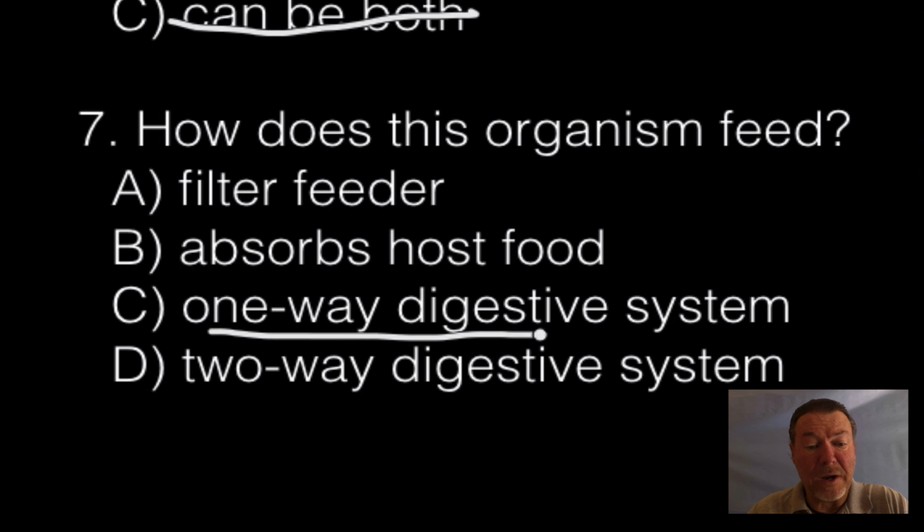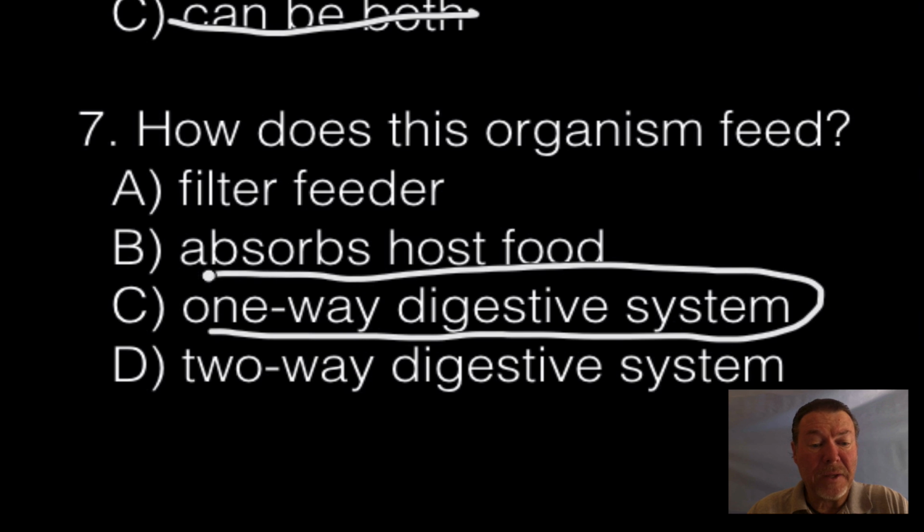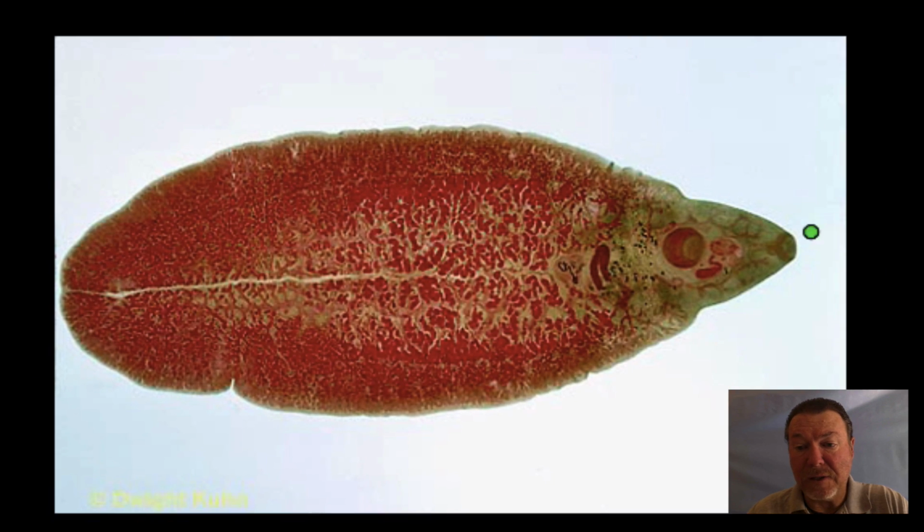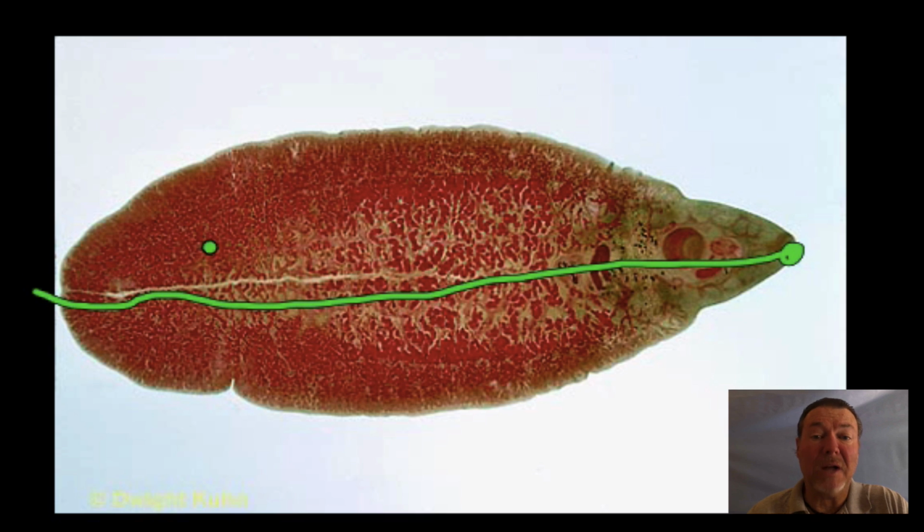It has a one-way digestive system. In other words, it has a mouth and an anus, and the food basically goes through one way. Think of it as the mouth is up here, and it goes through the digestive system and it comes out the anus. Now, I'm not sure if that's where they are, but that's the way to think about it, is that it's a one-way digestive system.